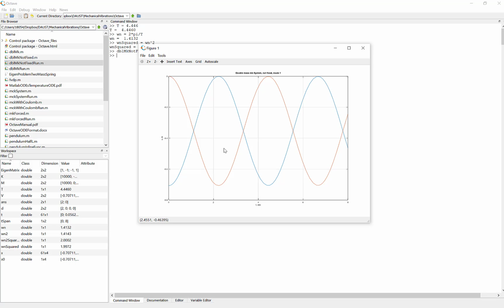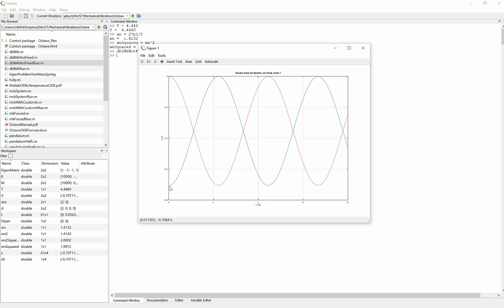What happened was, if you look at it, I held my second mass still and I pulled the first mass to the left. I've basically done the same thing that I did before.